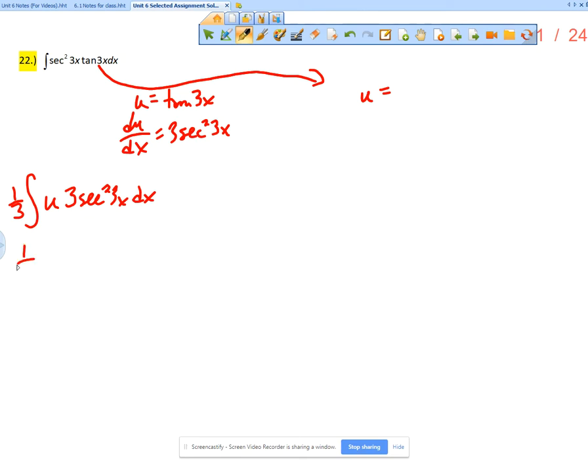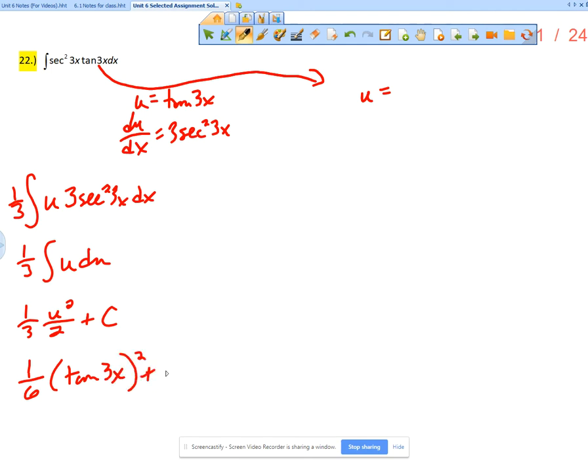Then I would have 1/3 integral of u du. So I have 1/3 times u squared over 2 plus c, or 1/6 times u, which is tangent of 3x, quantity squared, plus c. So that's great, but you want to look at the other way that we could do it.